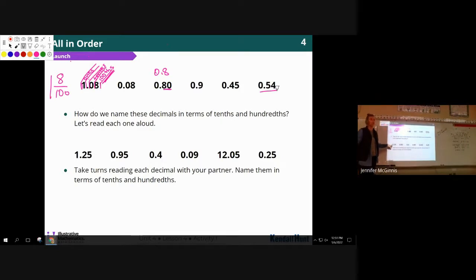Number 1, everybody together. 1 and 25 hundredths. Good. Next. 95 hundredths. Next. 4 tenths. Next. 9 hundredths. Next. 12 and 5 hundredths. Next. 25 hundredths. Very good. If you need more practice with that, I encourage you to go back and watch myself on the video later.